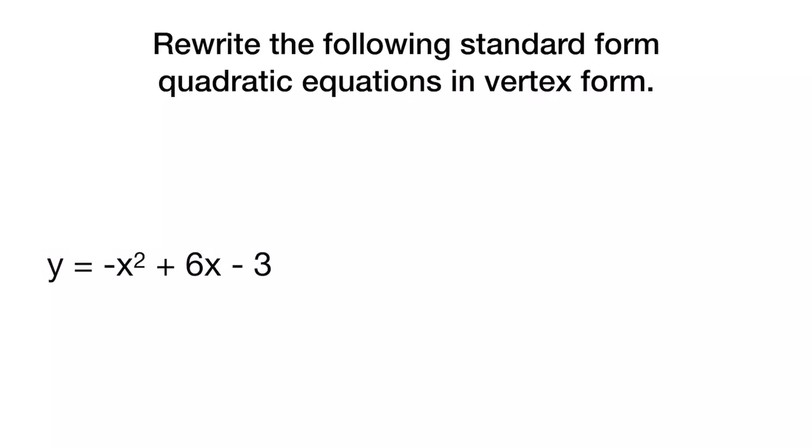Okay, let's try this. In this case, negative b, so negative 6 over 2 times negative 1, because our a is negative 1 if it says negative x squared. That means our vertex starts out at 3.